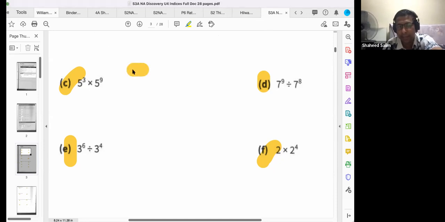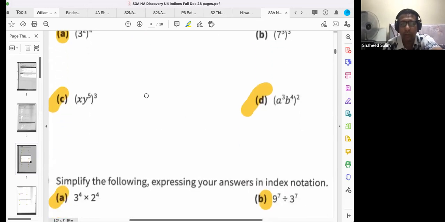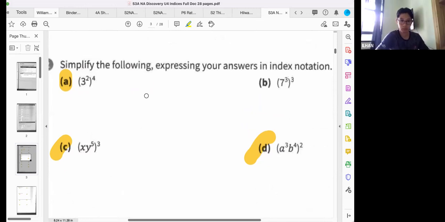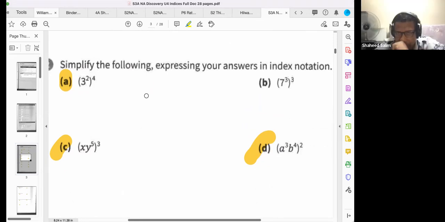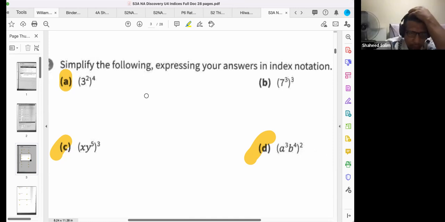Remember, any number to the power of 0 is 1, except for 0. Okay, we try now this one. Now for A, you don't need to do working, just tell us. 3 to the power of 8. Okay, for C, yeah, C down here.